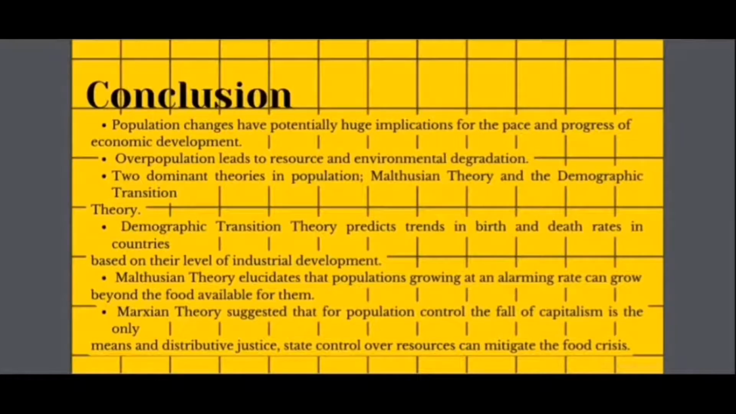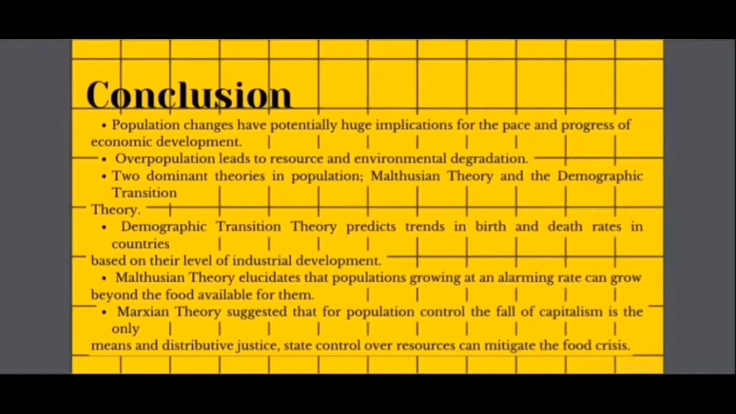Let us now go with our conclusion. We have learned that population changes have potentially huge implications for the pace and progress of economic development, particularly for overpopulation that directly and indirectly affects problems such as pollution, global warming, and other problems. It can also lead to resource and environmental degradation. So there are two dominant theories in population. The first one is Malthusian theory and the second is demographic transition theory.